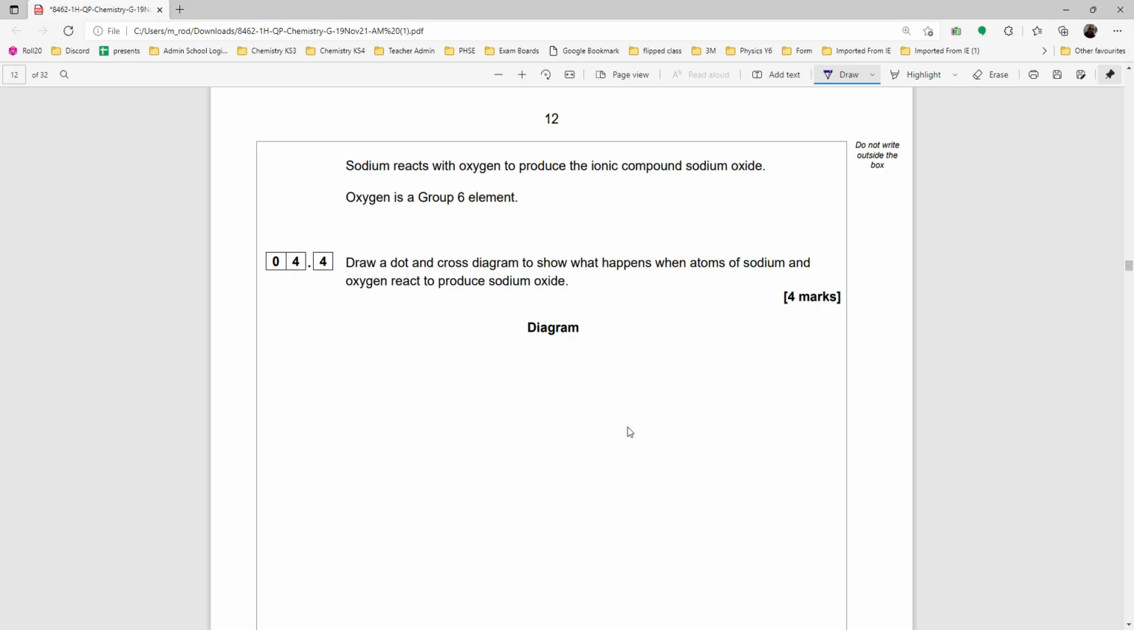Sodium reacts with oxygen to produce an ionic compound of sodium oxide. Oxygen is a group 6 element. They want you to draw the dot and cross diagram to show what happens when sodium and oxygen react to produce sodium oxide. Well, I'm going to start off with sodium, and I know it's in group 1, so I'm just going to give it 1 electron in its valence shell, and then I have an oxygen. Oxygen's in group 6, so I'm going to do 1, 2, 3, 4, 5, and 6 to show that it has 6 valence electrons, and then I'm going to have this electron go there, because sodium is a metal, oxygen is a non-metal, and the electron will transfer over.